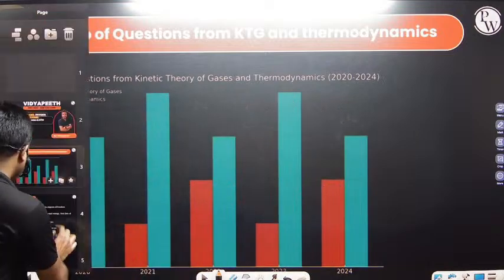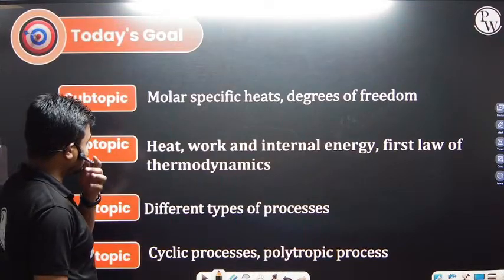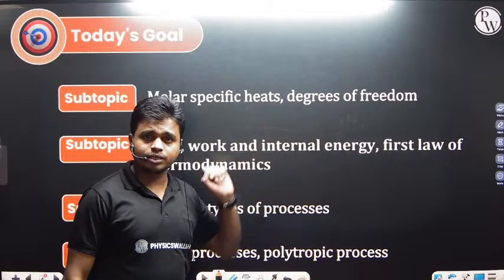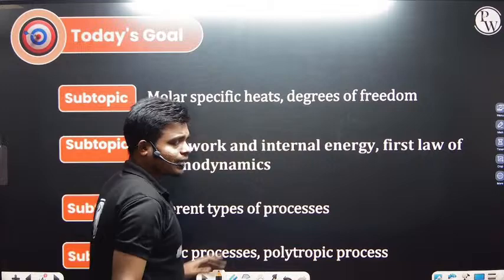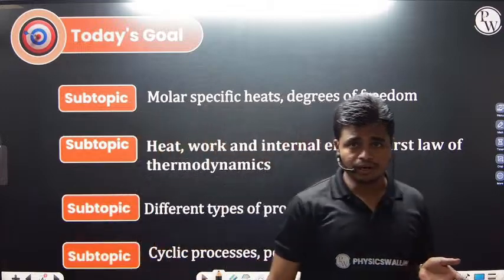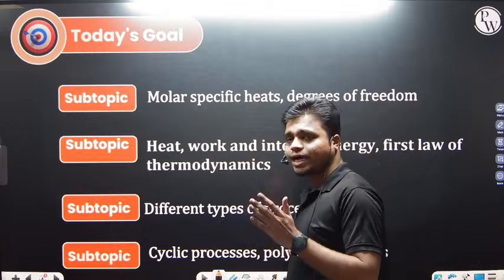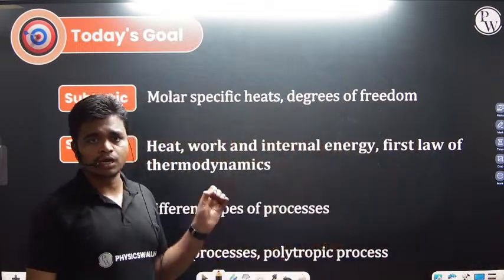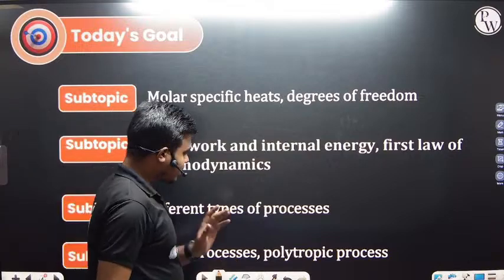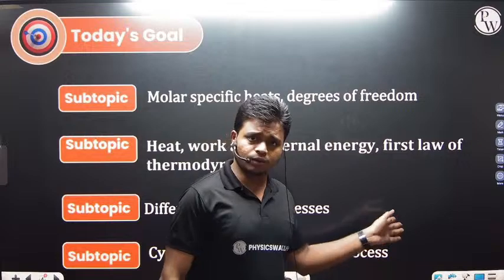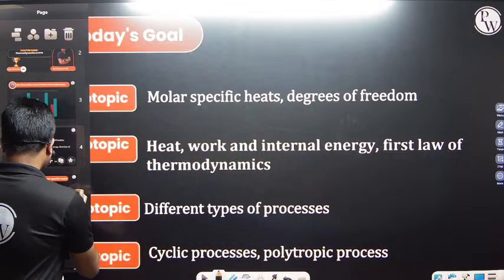So what we are going to discuss today: molar heat capacities and degrees of freedom, that is a part of the kinetic theory of the gases. Then heat, work and internal energy, the thermodynamic variables. Then the first law of thermodynamics. Next we have different types of processes like isothermal, isobaric, isochoric and adiabatic processes. Last are the cyclic process and polytropic process, which we are going to cover as well. So let's begin our journey of today's class.